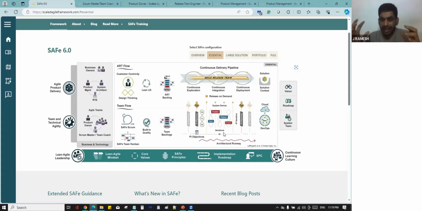These are the cadence facilitated by the RTE, and other cadence like the PO synchronization and Scrum Master synchronization, SOS. Somebody talked about SOS, right? We initially asked it. I think Joshi asked it. So SOS, everything will come. These are the train level and team level, 2 types of cadence in Essential SAFe. In Large Solution SAFe, cadence will keep on adding.